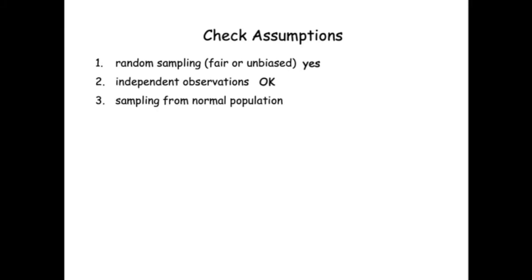The last assumption is the population distribution of purchase prices is normally distributed. Because the sample size is large, the central limit theorem is invoked, meaning that the sampling distribution of the mean will be approximately normal regardless of the shape of the population distribution.